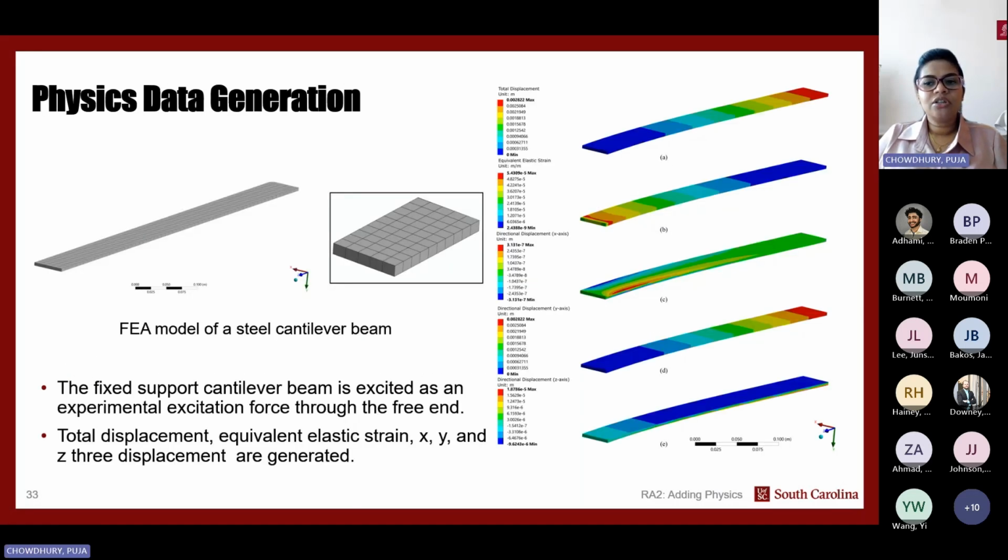Regarding PI data generation, I used an FEA model of a steel cantilever beam to generate the PI data. As in the real setup, this is a fixed support beam excited with the same experimental excitation force at the free end. The FEA model uses all the physics variables itself to generate the physics data, such as total displacement, equivalent elastic strain, and X, Y, and Z axis displacement.